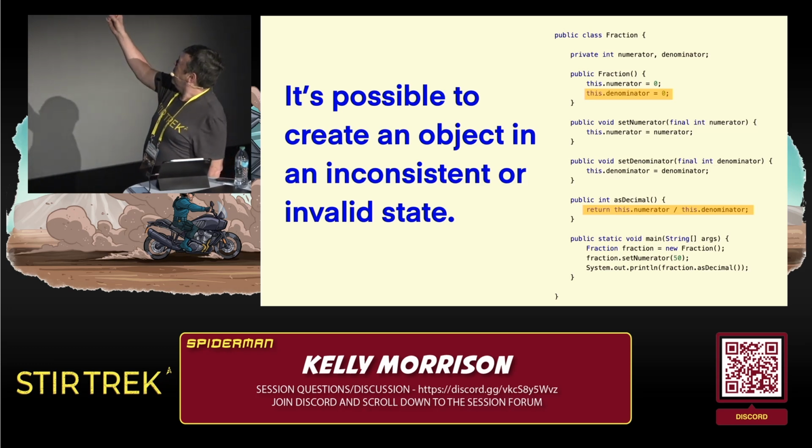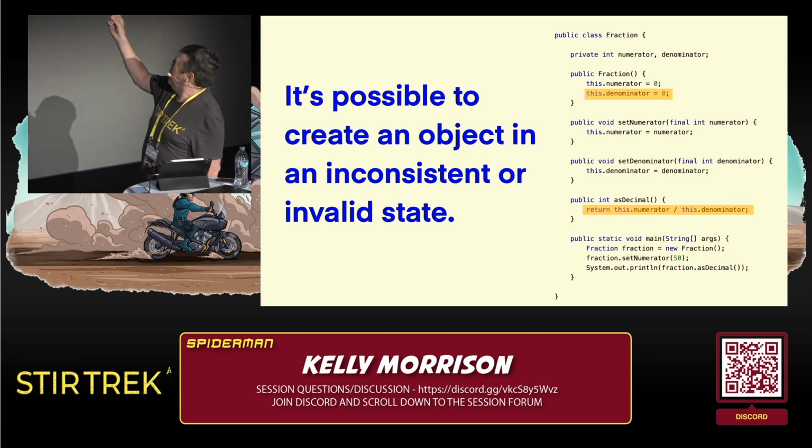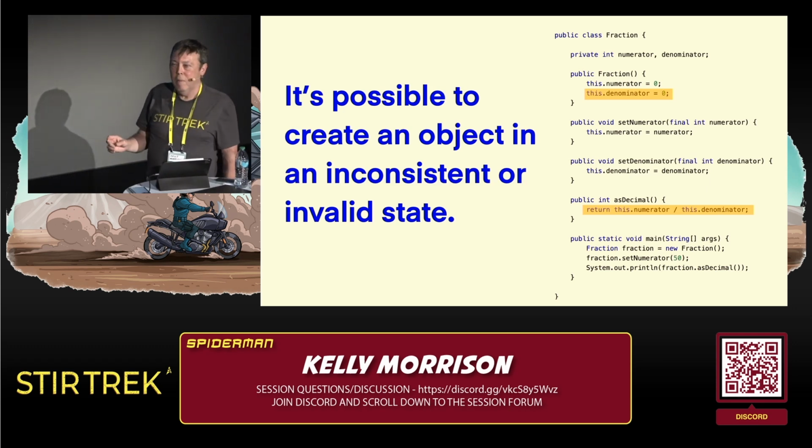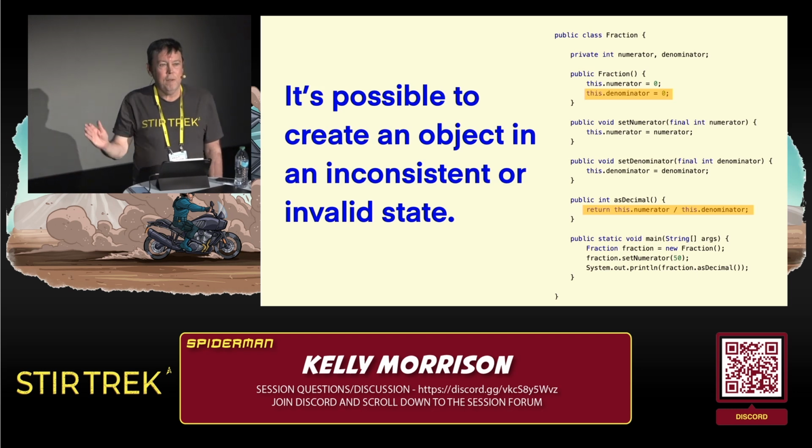Okay, if you look at the bottom, you can see I create a fraction, I set the numerator. It doesn't blow up until I hit asDecimal, because then we get to divide by 0. Now, the problem with this is there might be a lot of code between that setNumerator and when you call asDecimal. I mean, it could be like 1,000 lines away, like 10 levels deep inside some function you've passed it to.